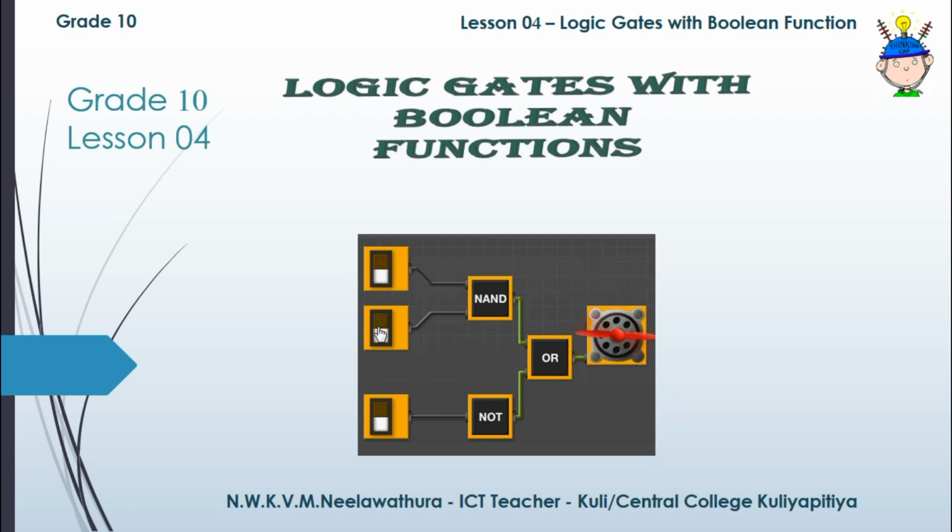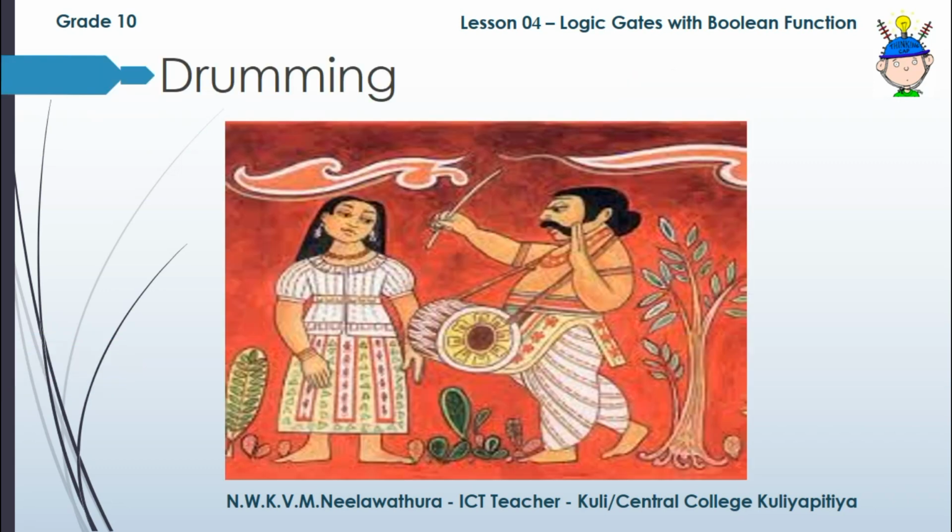Communication happens in various ways among living beings in day-to-day life. I believe you know various examples. Okay, look at this picture. Now you can see a drumming image. Drumming was used in the past as a method of communication. It was the most useful method in the past for communication.